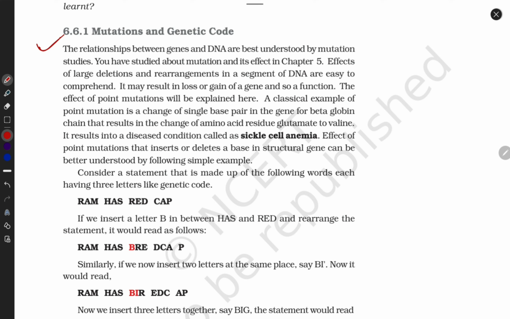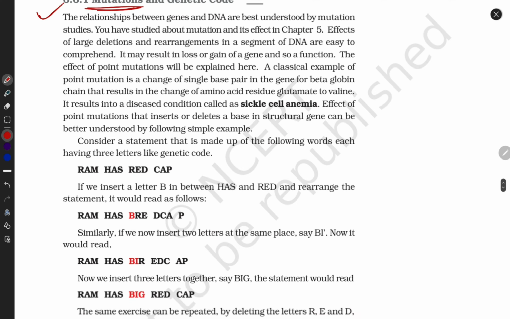Here some disease is present. If a mutation occurs in the genetic code, it may be that something is added or removed, so a deletion may occur, a duplication may occur, or an inversion may occur. Assume there is a set of three codons: Ram has red cap. Okay, there is a meaningful codon set, only three, because tRNA contains only three anticodon bases at one time. So Ram has red cap, there is meaning: Ram has one red cap.